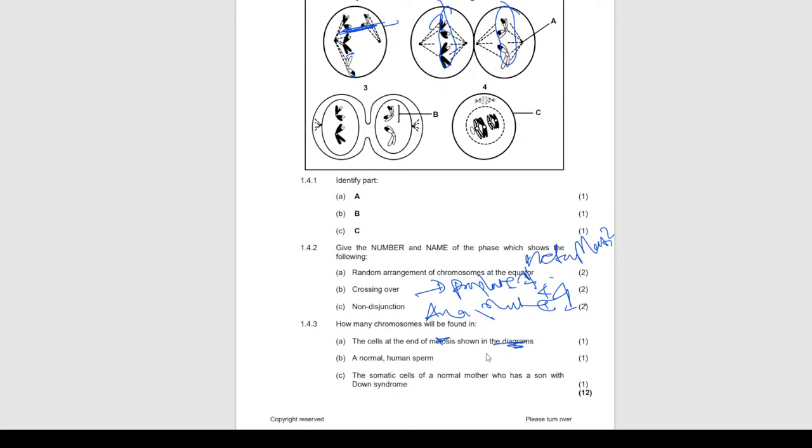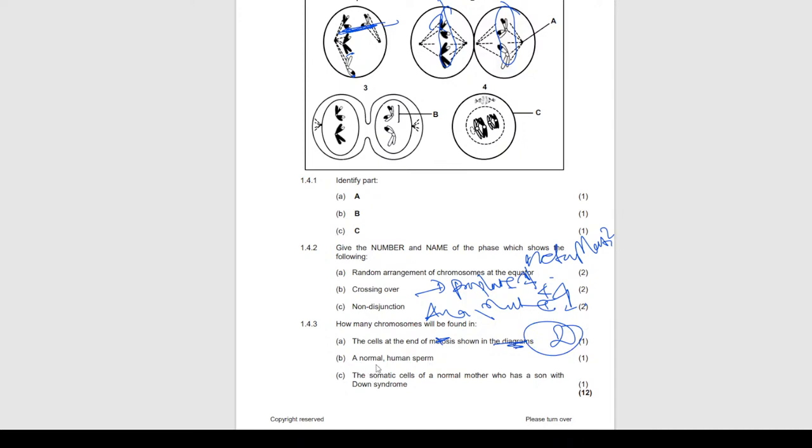How many? If you look at them, check. You see they are 4. So it means that at the end of meiosis, it's going to reduce by half. So it's going to be 2.